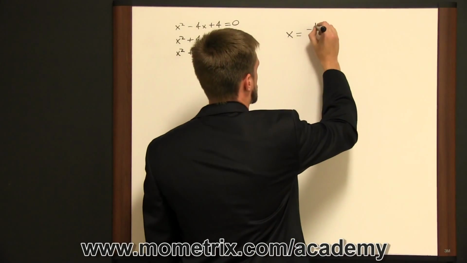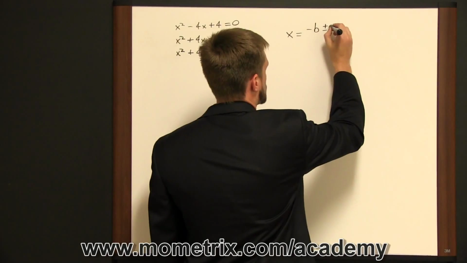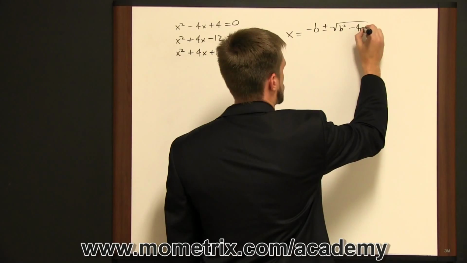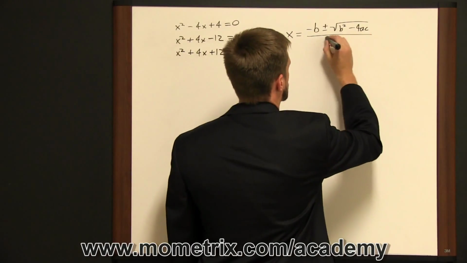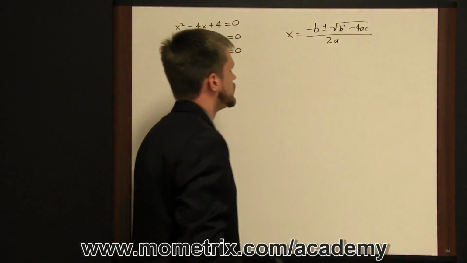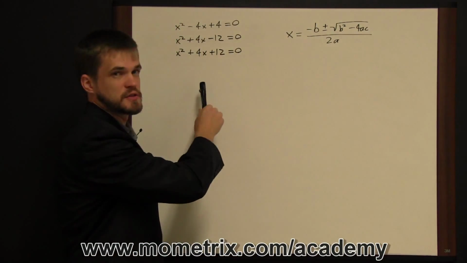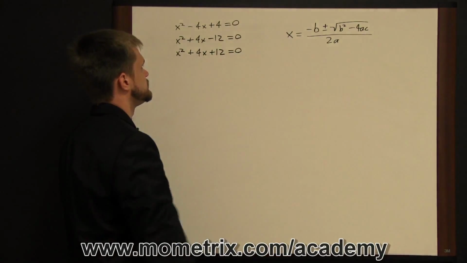So the quadratic formula is x equals negative b plus or minus the square root of b squared minus 4ac, over 2a. Where a is the coefficient of x squared, b is the coefficient of x, and c is the constant.